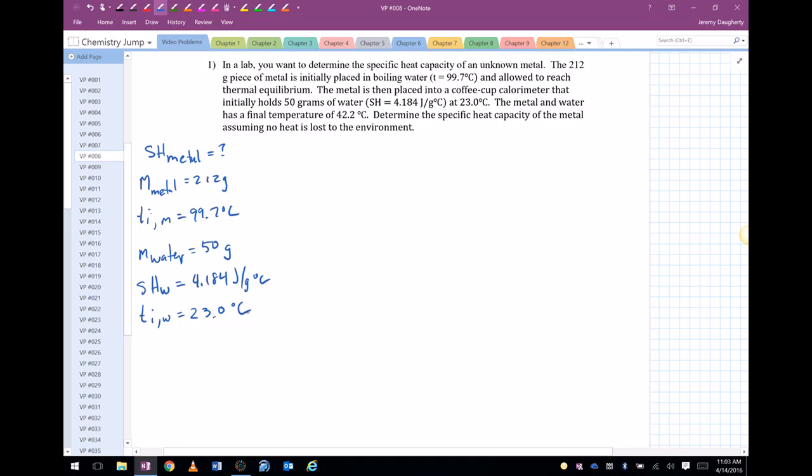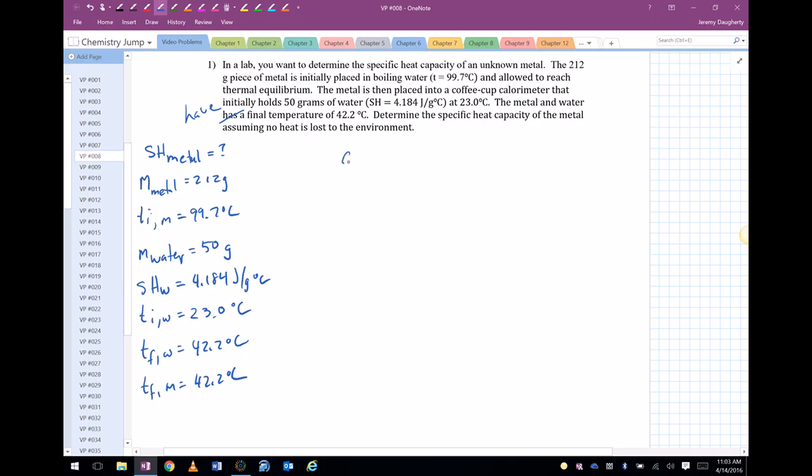The metal and water have a final temperature of 42.2 degrees Celsius. So the temperature final of the water is equal to 42.2 degrees Celsius. The temperature final of the metal is also 42.2 degrees Celsius. Determine the specific heat capacity of the metal, assuming no heat is lost to the environment.